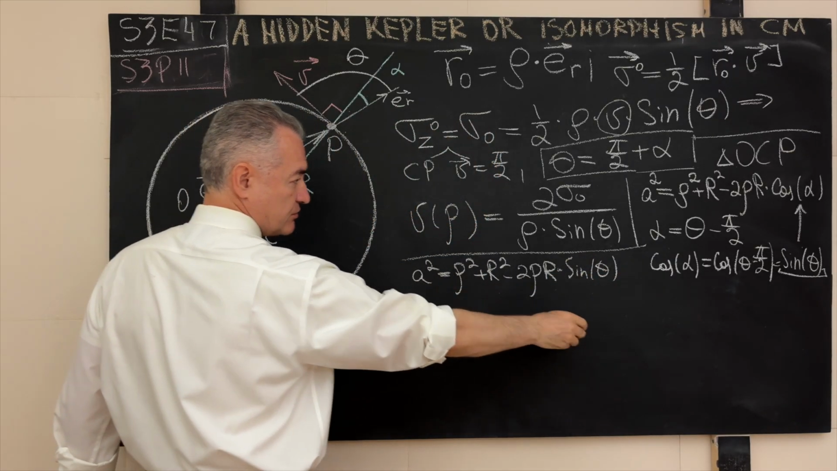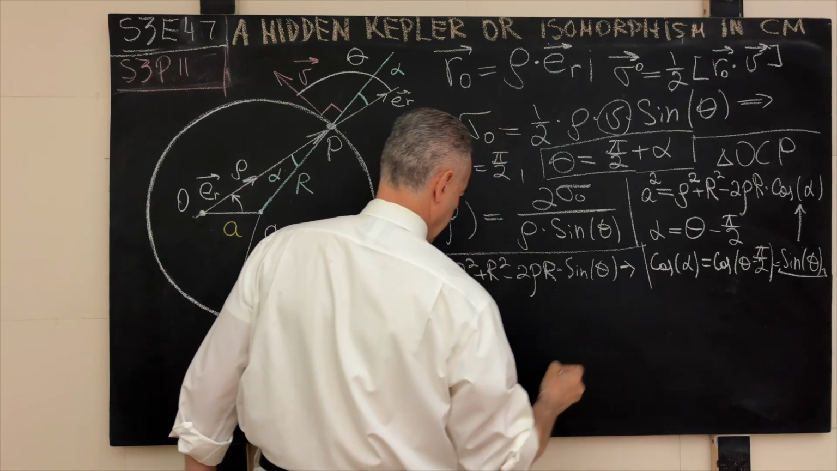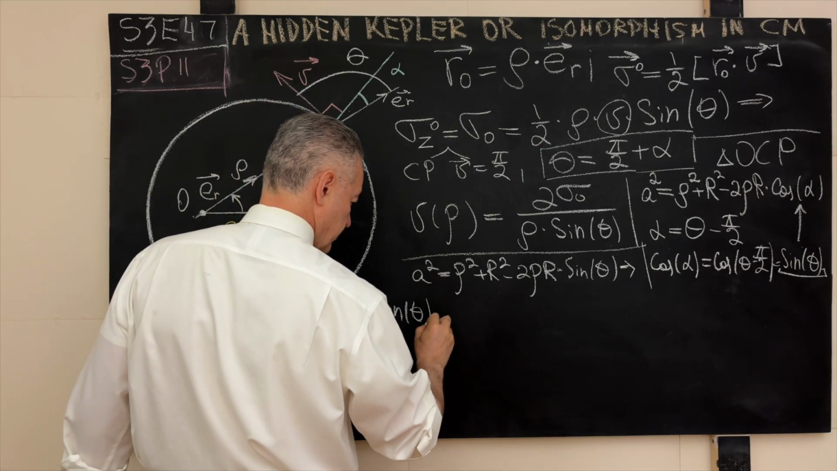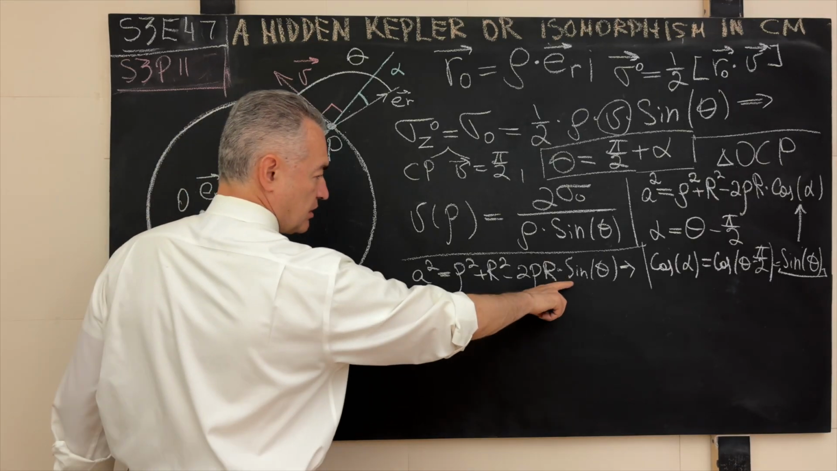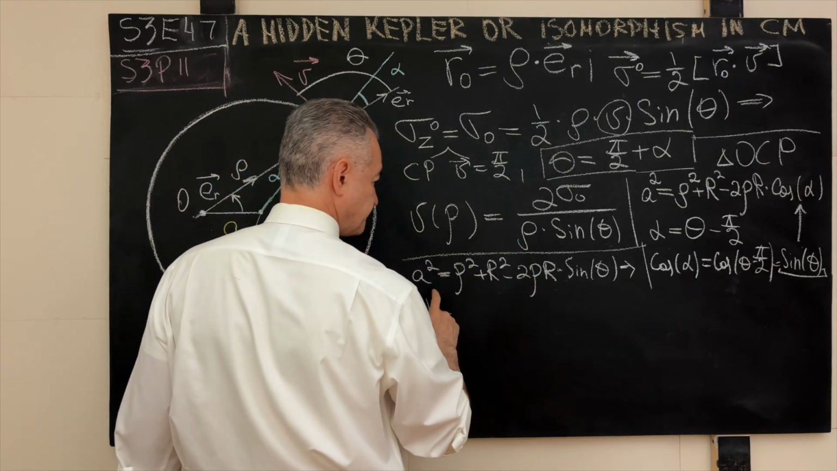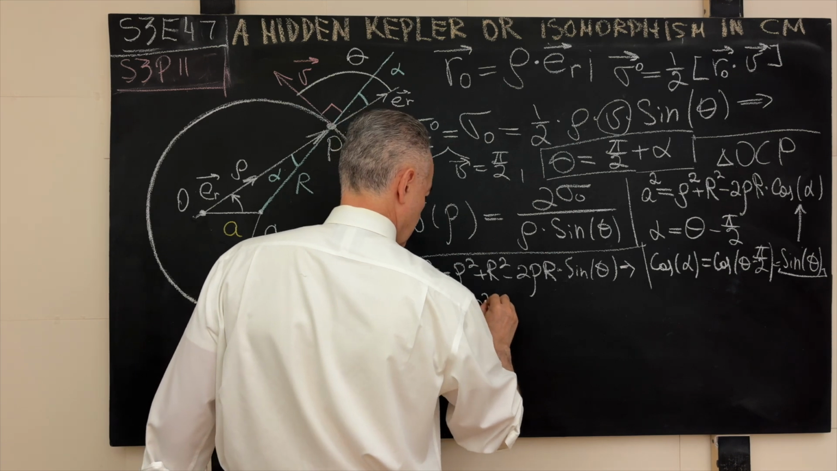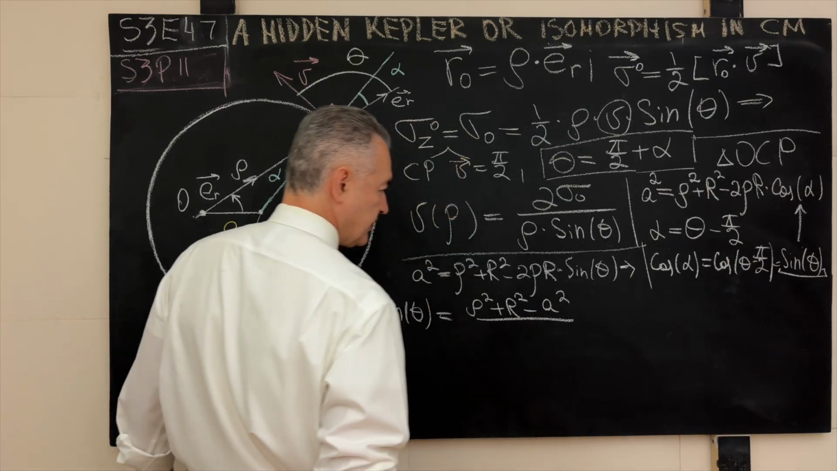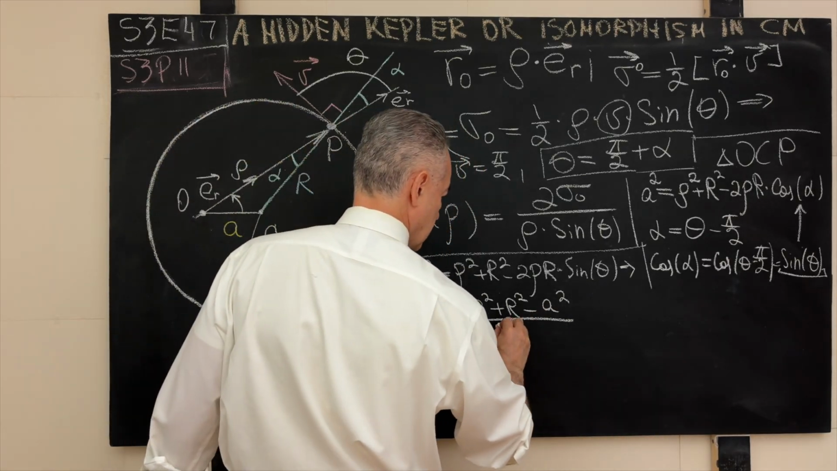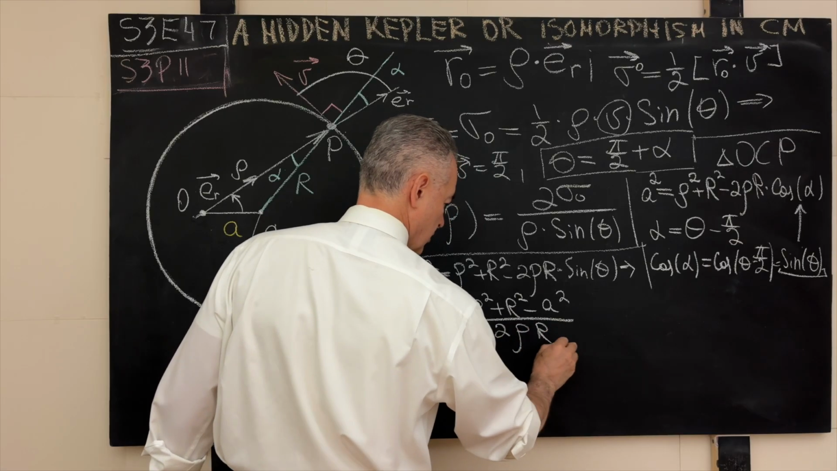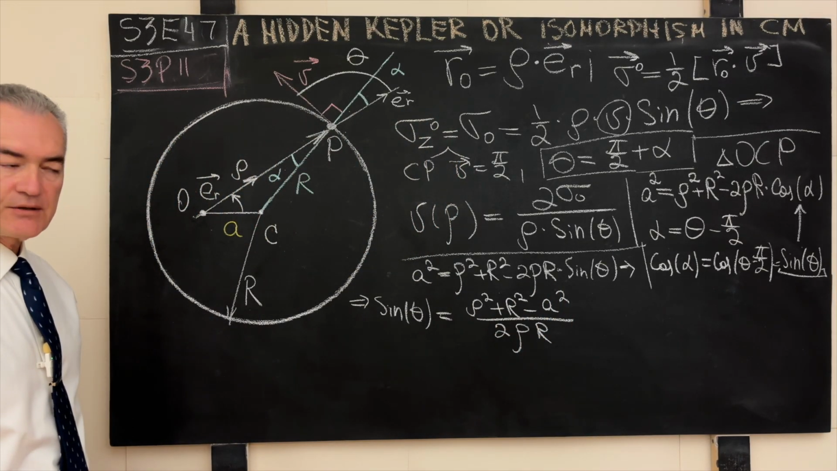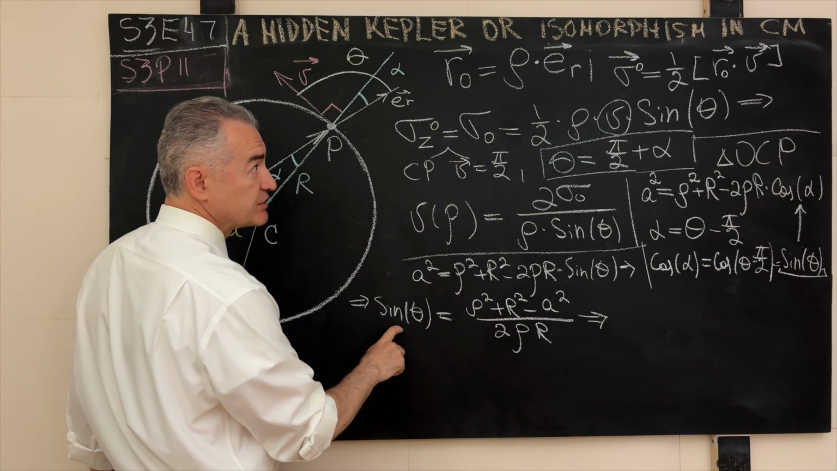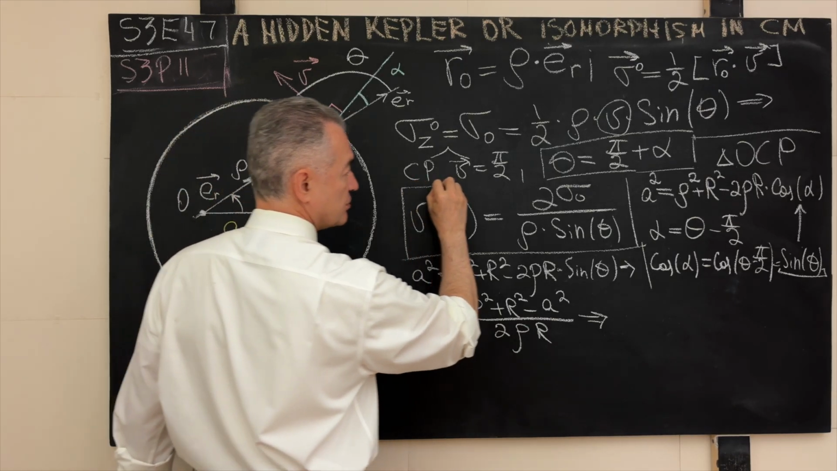And from this equation, it follows what? That the sine of the angle theta, directly, right away, we grab it, move it to the left-hand side, comes out to be what? Rho square plus r square minus a square divided by 2 rho r. You see, this is it. And now we put this expression for the sine back into this equation right here.